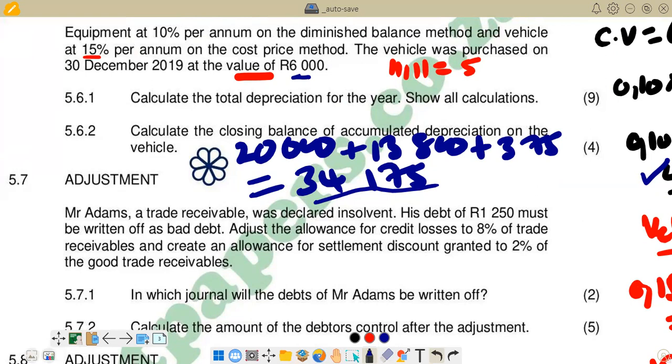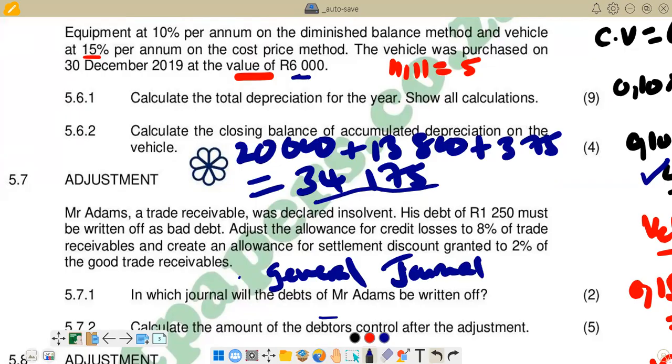So when you are writing off bad debts, initially when you are recording the debtors or trade receivables, you record them in the sales journal. But when you are writing them off, you should record them in the general journal. So here the response that we have is general journal. So that's what we have. So you can just write here general journal, where we have those entries taking place.